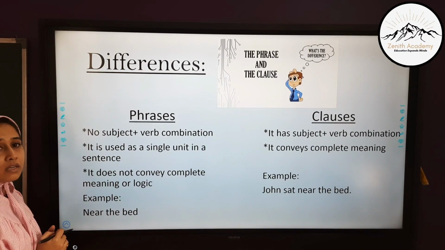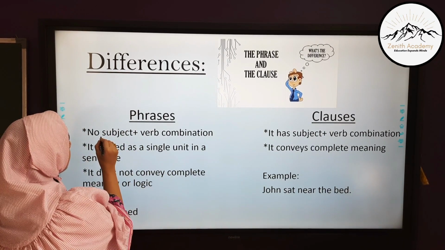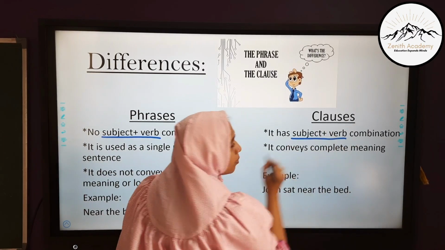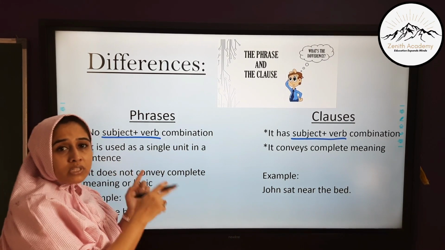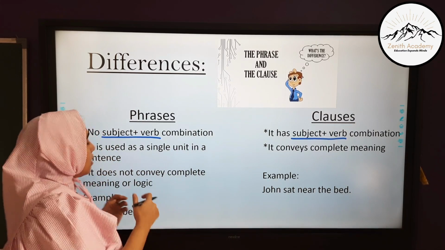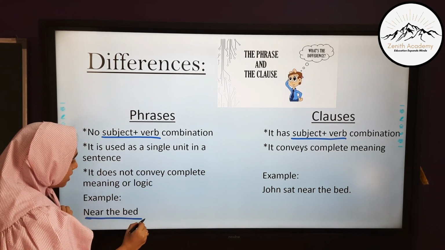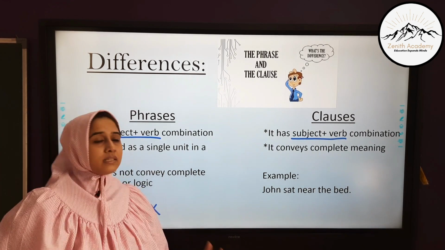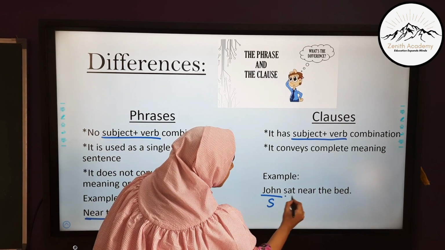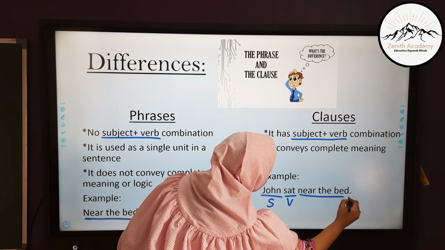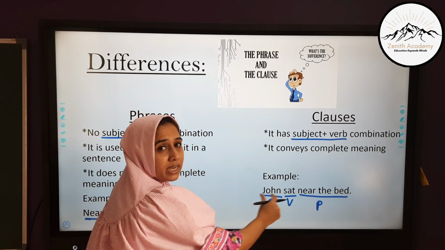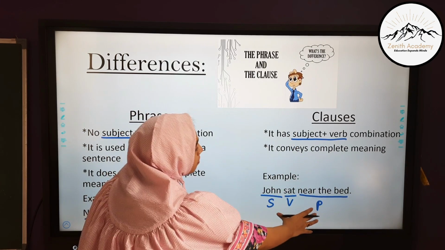Now let's see it once again. So what did we learn here? We learned that a phrase has no subject-verb combination, whereas a clause has a subject-verb combination. This is the most important and a basic key point to identify a phrase and a clause. Here in near the bed there is no subject-verb combination, but this is a meaningful group of words. Here John is a subject, sat is a verb, and so when you use the phrase along with a subject and a verb, it completely becomes a clause.